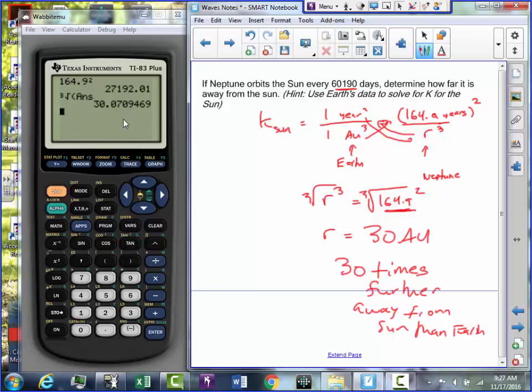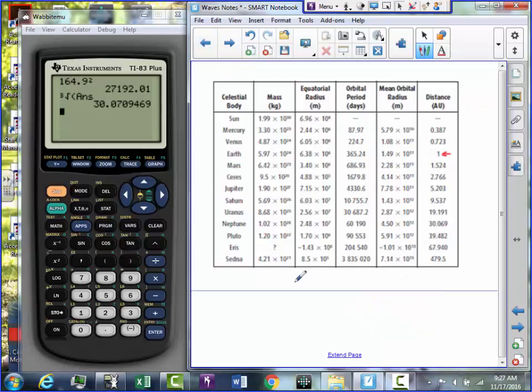Does that make sense a little bit for our first try at it? Once I've shown you a few of them, they all operate almost the exact same. If you go back to the chart, I really hope that that ends up being really close to what it said Neptune was going to be. So Neptune is 30 times further away.